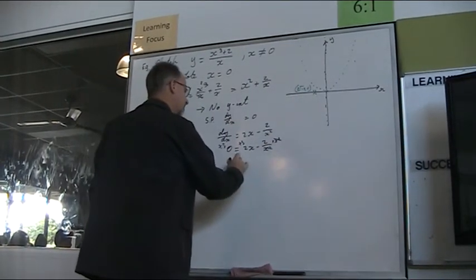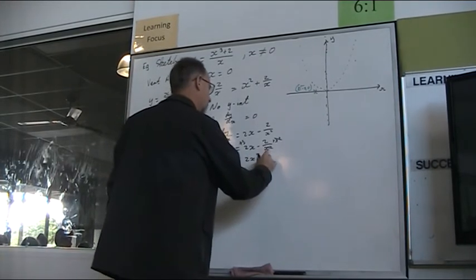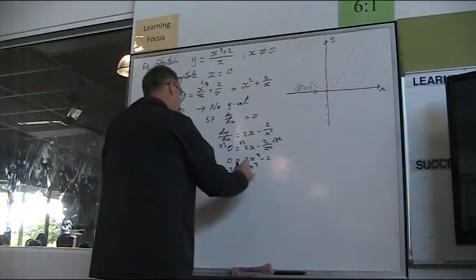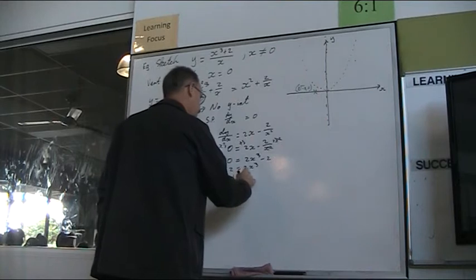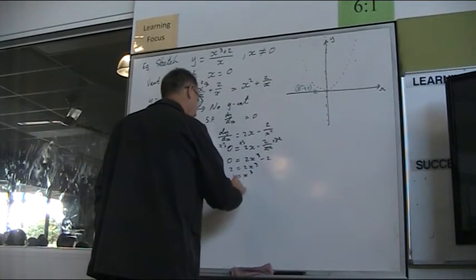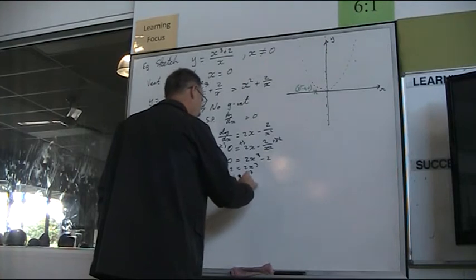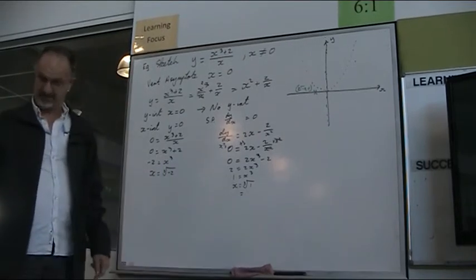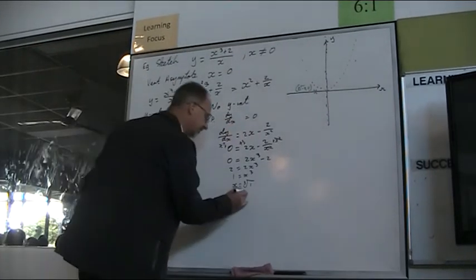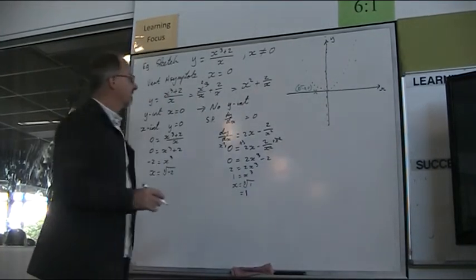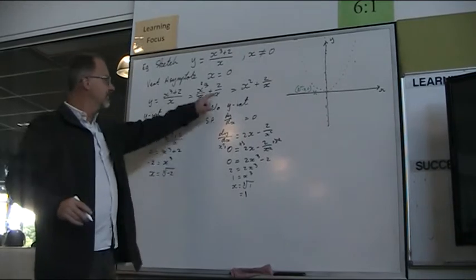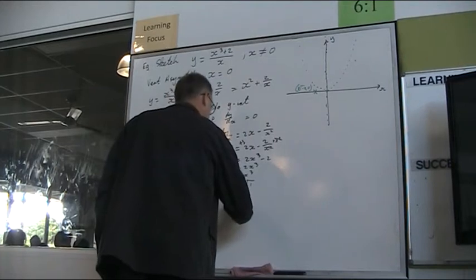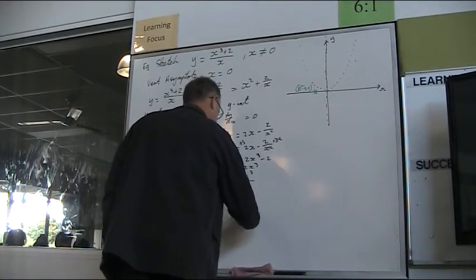So over here we've still got 0. This one now we've got 2x cubed equals 2. Let's add 2, then divide by 2. And so the cubed root of 1, and the cubed root of 1 is? 1, yes. Alright, so if we now substitute that back into one of these, y will be 1 cubed plus 2 over 1, which is?